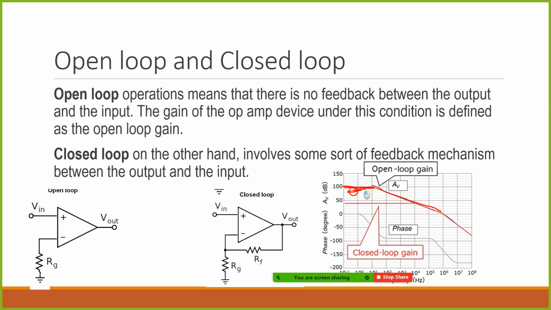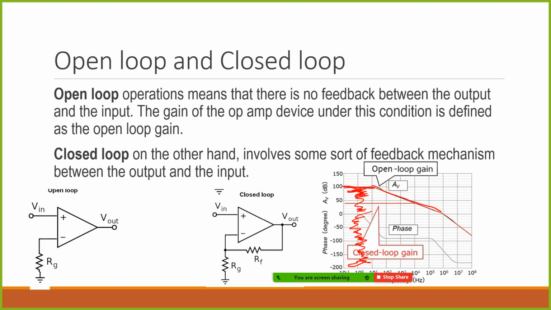But right between here is what we call the bandwidth. And the bandwidth, as we said, is just a range of frequencies for when the gain is constant. We'll soon talk a little bit more about it, but that is just the basic definition of what bandwidth speaks about.